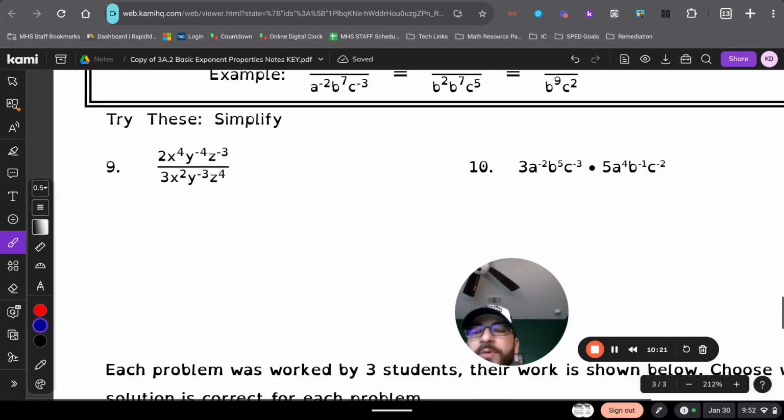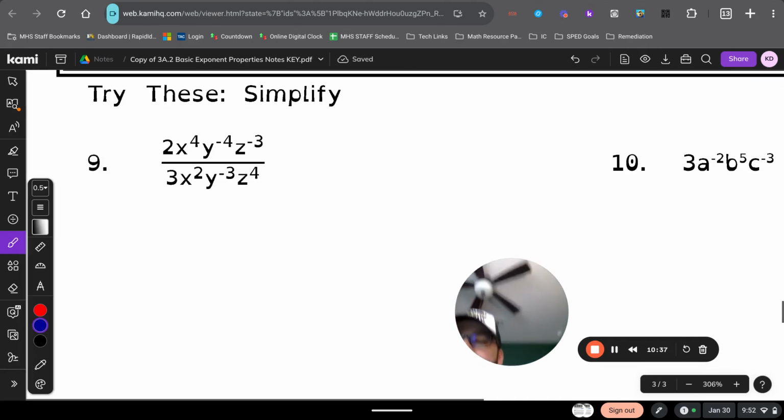So on number 9, we have 2 over 3, x to the fourth over x squared, y to the negative fourth, y to the negative third, z to the negative third, and z to the fourth. And this time, let's move all of our negative exponents before we do any of our subtraction from our quotient property. So we're still going to end up with our 2 over 3.